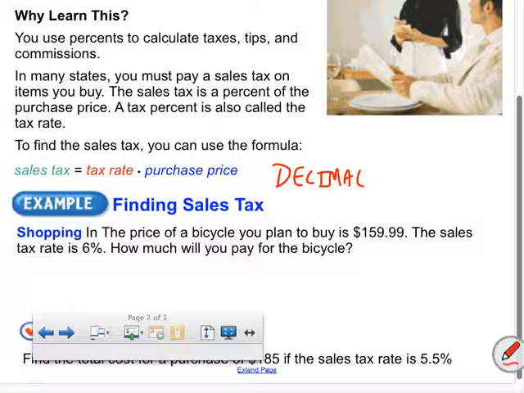And then, do you guys remember the other things we were looking for? Times the what? What were the other two things we were looking for? No, what do you think it was? The whole. So we're going to take the decimal. In this case, they're saying purchase price, but that's just the whole. Decimal times the whole. And that would equal the what? The part.